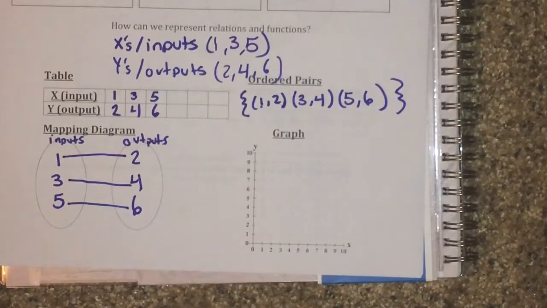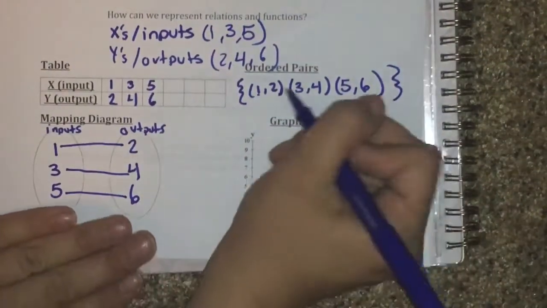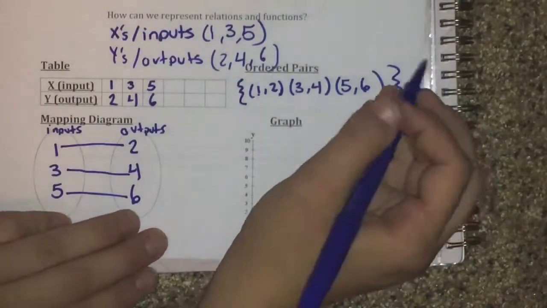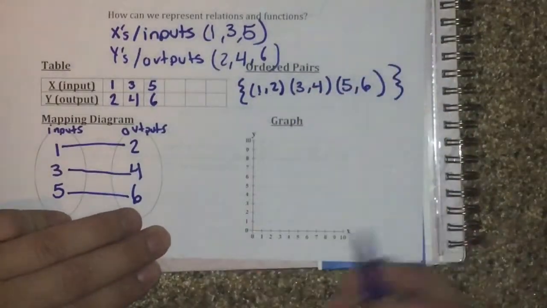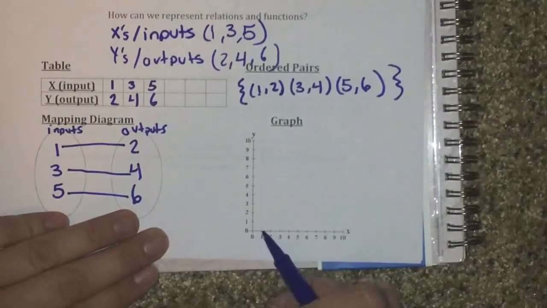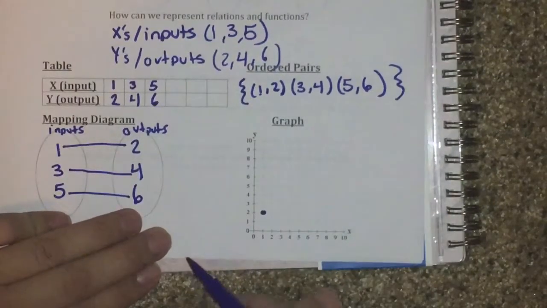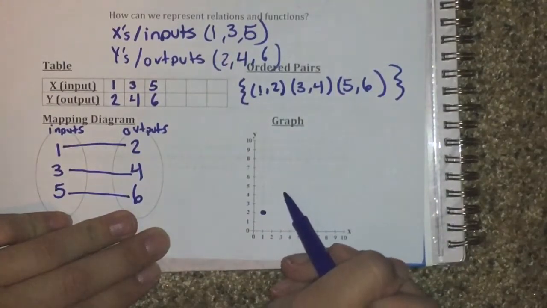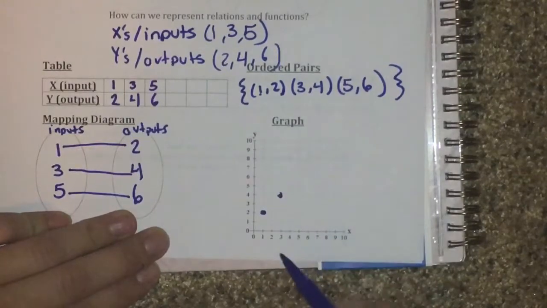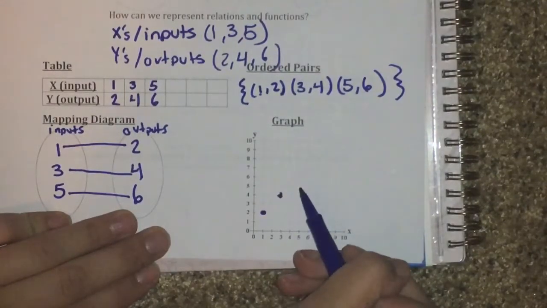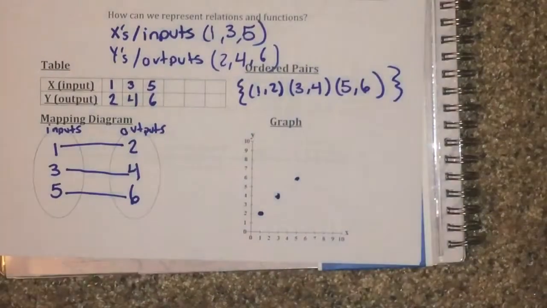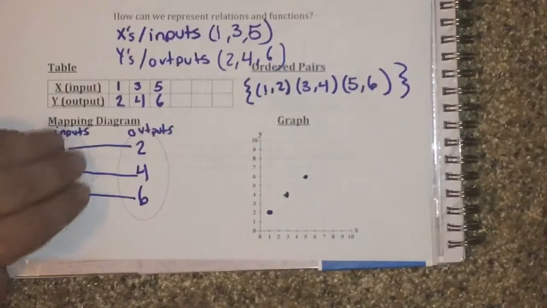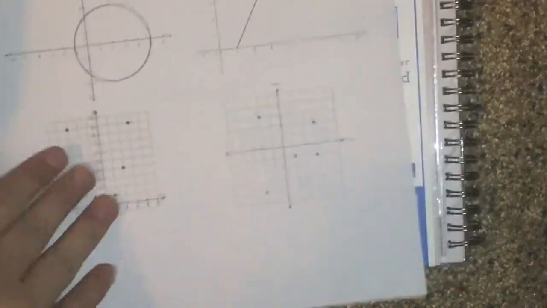The last way we can represent a function or relation is by graphing. We can graph just as we would any set of ordered pairs. So we start with 1, 2. Our x is 1 and our y is 2. We plot our point. And then we have 3, 4. Our x is 3 and our y is 4. And then we have 5, 6. 5 up to 6. Those are all of the different ways that we can represent functions and relations.